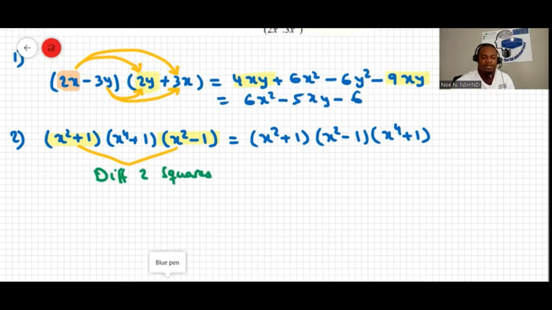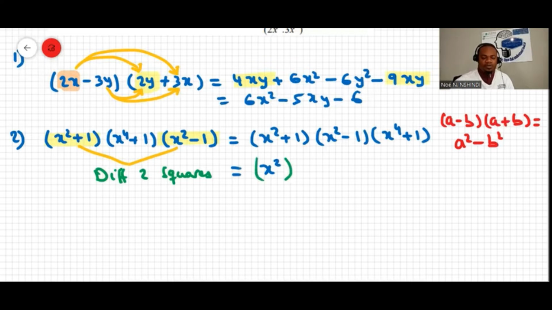The difference of two squares says that if you have a minus b times a plus b, this is equal to a squared minus b squared, simple as that. Now this will make x squared to the power of 2, minus 1 also to the power of 2. I'm working these two together like that.